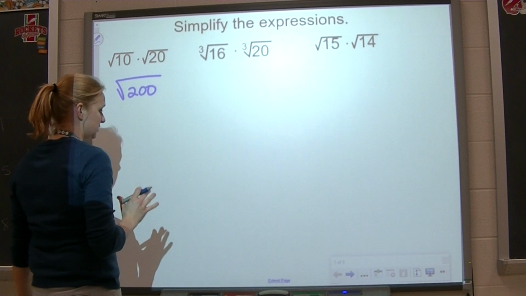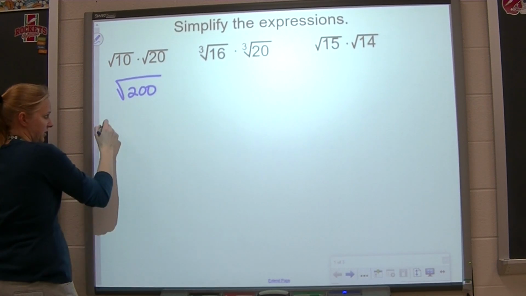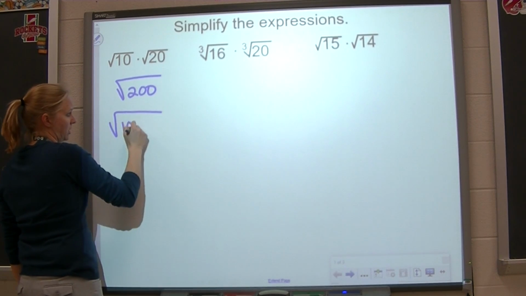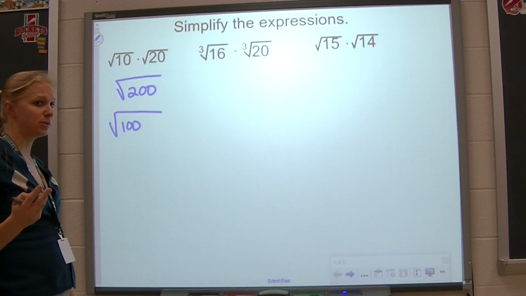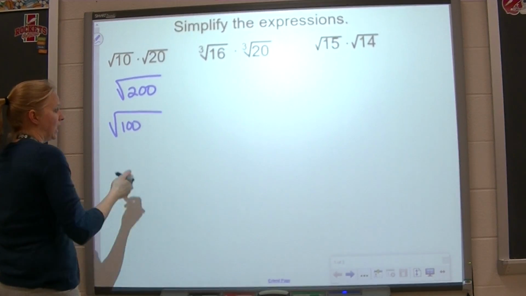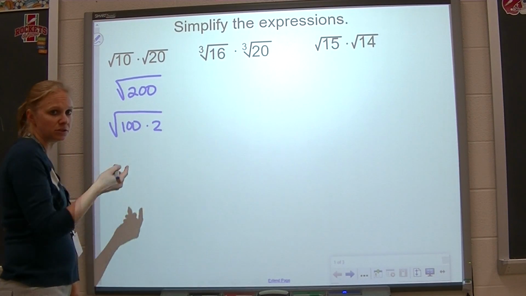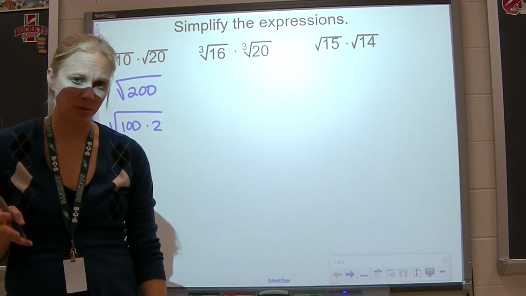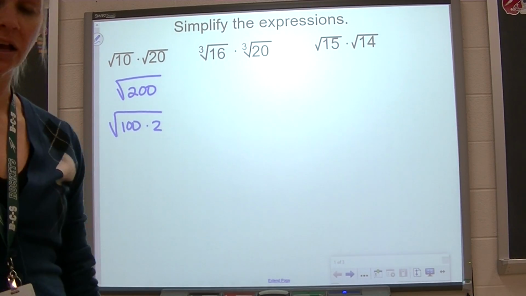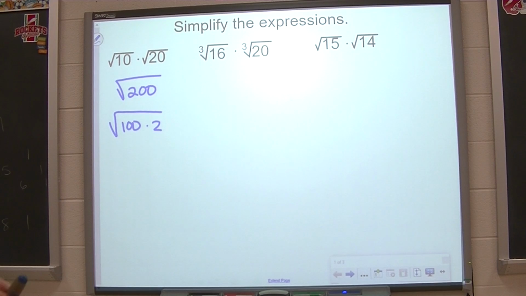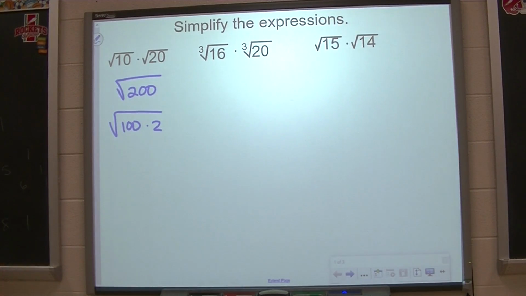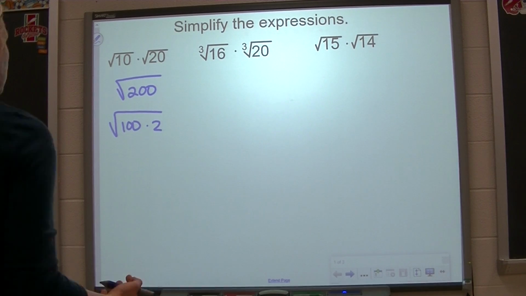And I know this because I know a perfect square that is divisible by 200, and that's 100. And I know 100 times 2 gives me 200. If you struggle with your multiplication facts, you are not going to be a fan of this lesson. You need to be strong with your multiplication facts at this point, or if not, be good with the calculator so you can figure it out.